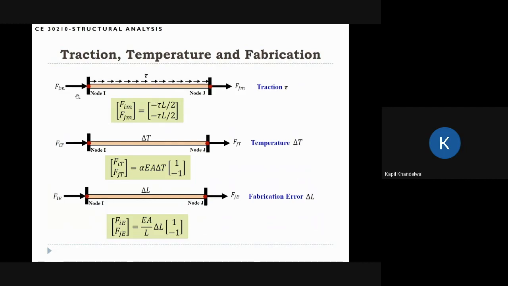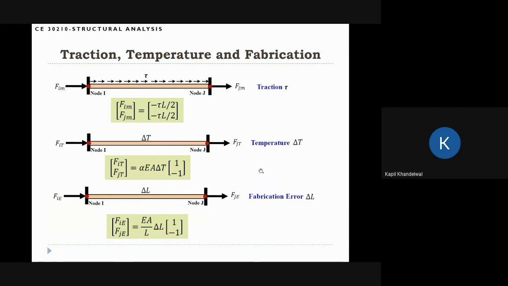So finally, we also consider temperature and fabrication error. And this is the force vector due to temperature. And in this case, you should remember that if the temperature of the member has increased above the ambient temperature, then delta T is positive. And if the temperature has decreased below the ambient, then delta T is negative. So this was the sign convention that was built into this equation when we derived it.